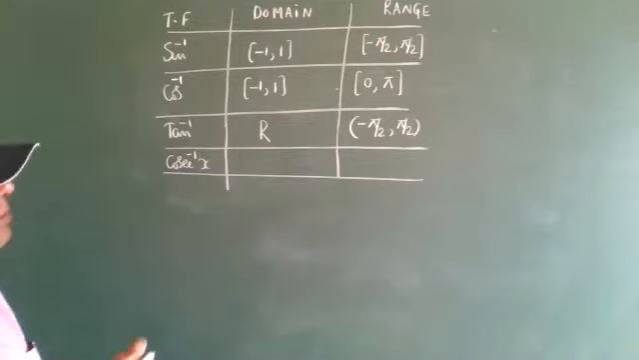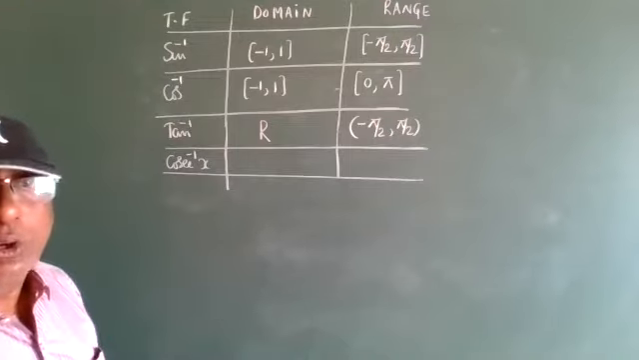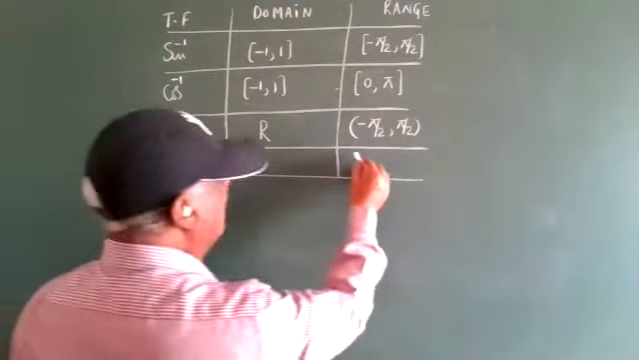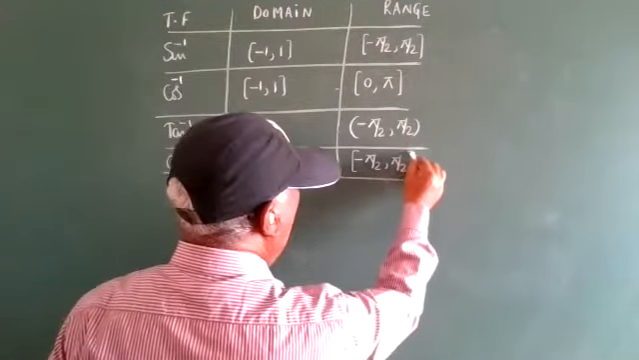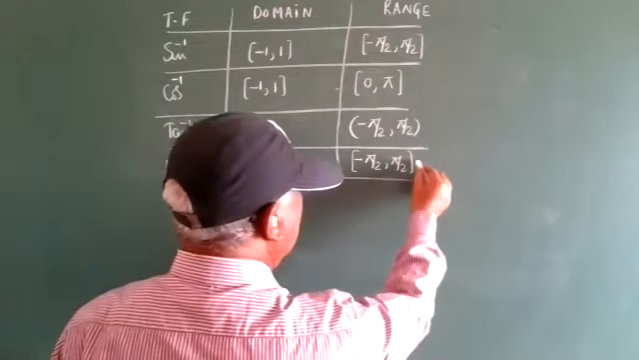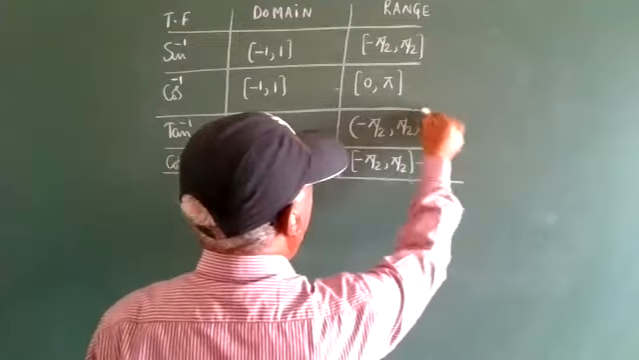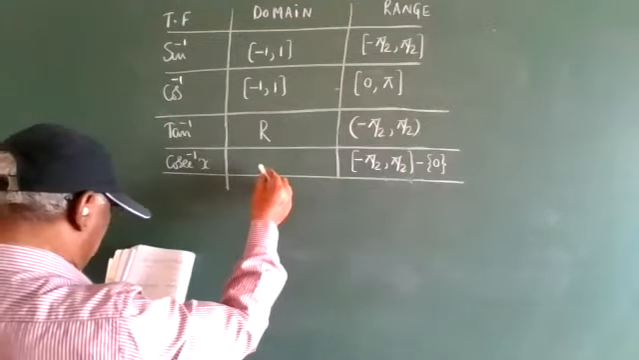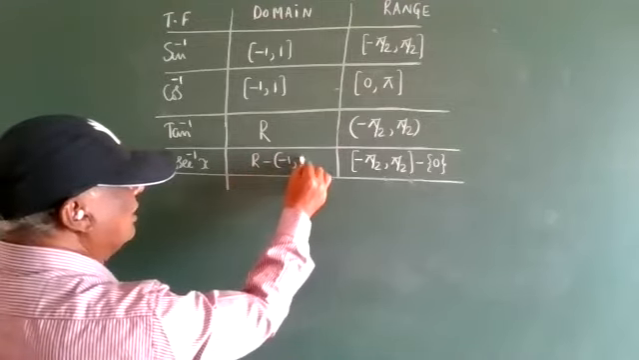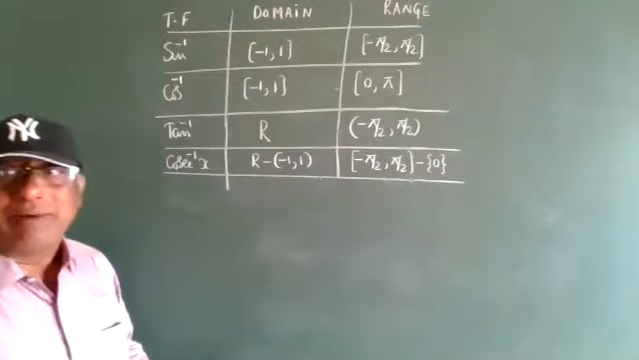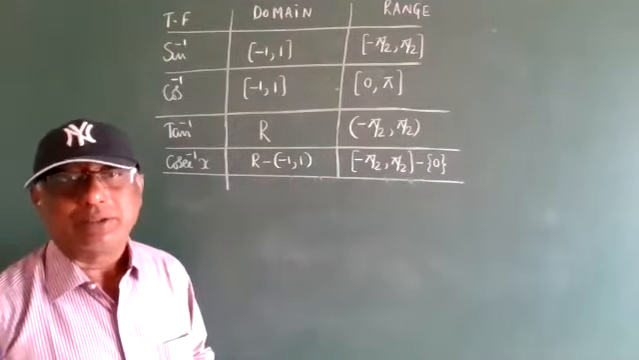So minus 90 to plus 90, but 0 is not defined. Why? Sine 0 is 0, cosec 0 is the reverse order. Here is minus 90 to plus 90. 0 is not defined. Cancel the 0. Here, minus 1 to plus 1 we should never be getting this value. Right.